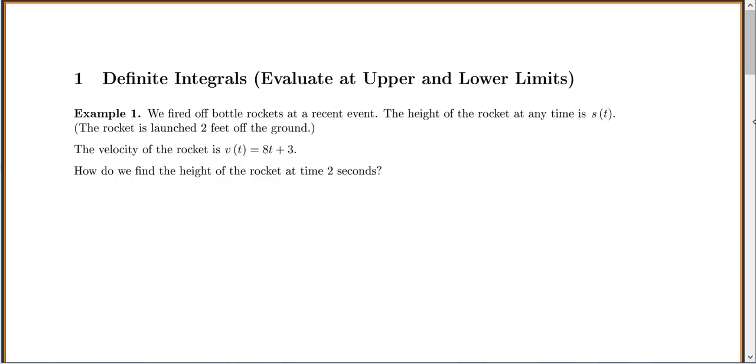Now the velocity of the rocket was v of t is 8t plus 3. And we want to know how we could find the height of the rocket at time equals 2 seconds. I mentioned in our last video that the derivative of height is velocity. So if you know velocity and you want to go back to height, you would take the integral. Or in other words, the integral of velocity equals height.